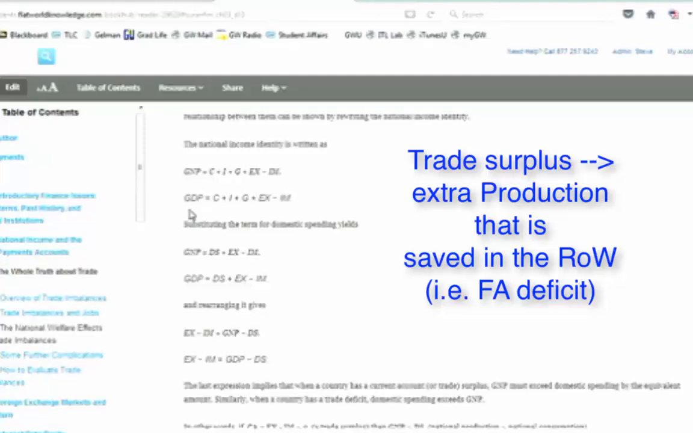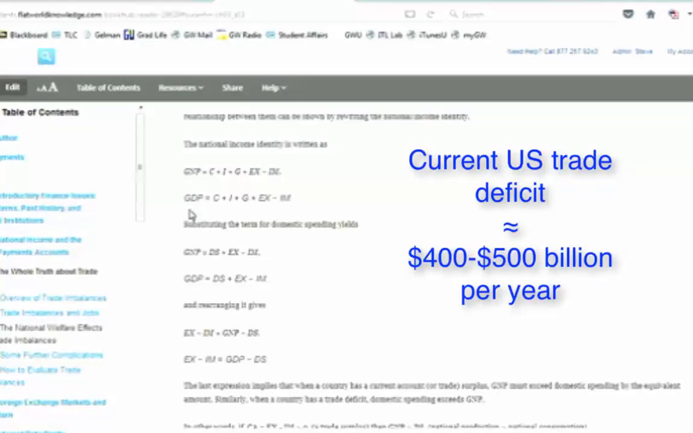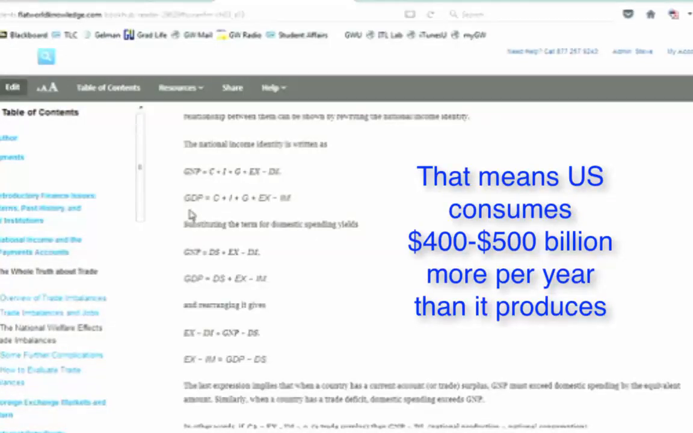Now, let's put this into perspective just a little bit. The United States is running a trade or current account deficit this year, right? About how big is it? Anybody remember? Give me an approximate. About $400 to $500 billion is our current account deficit. What that means is that the United States is able to consume, as a nation, about $400 to $500 billion more in goods and services during the year than the U.S. economy is actually producing. Does that make the U.S. economy richer or poorer? Better off or worse off?